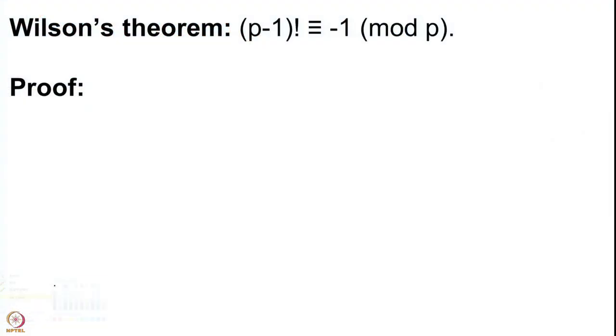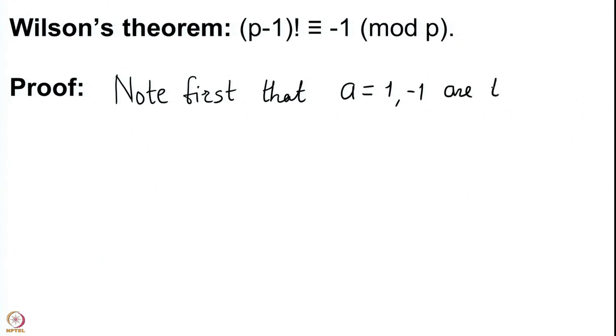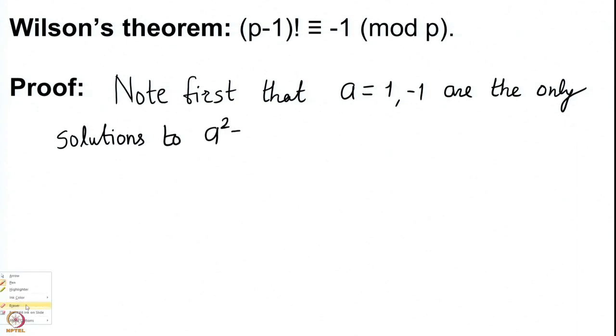The proof of this is very easy, and it will draw upon the thing that we have done earlier, that the square roots of 1 in Z mod pZ when p is prime are only 1 and minus 1. Remember that result, that is the result that we are going to use here. So, we go towards proving this statement that p minus 1 factorial is congruent to minus 1 modulo p. So, note first that a equal to 1 and minus 1 are the only solutions to x square congruent to 1 mod p.